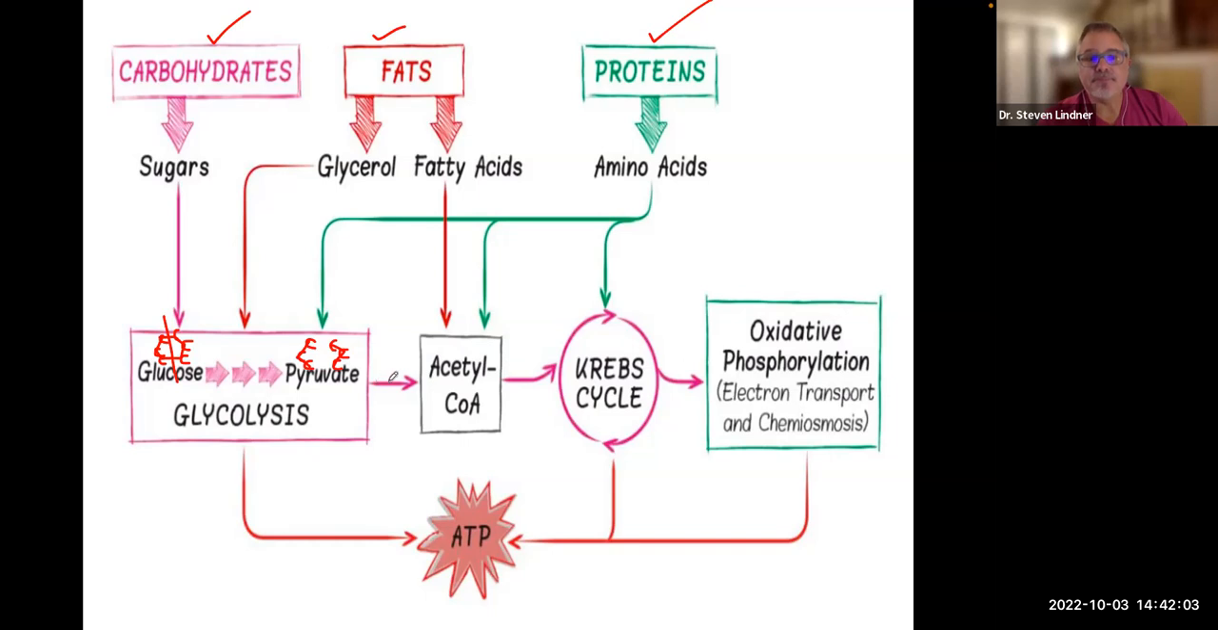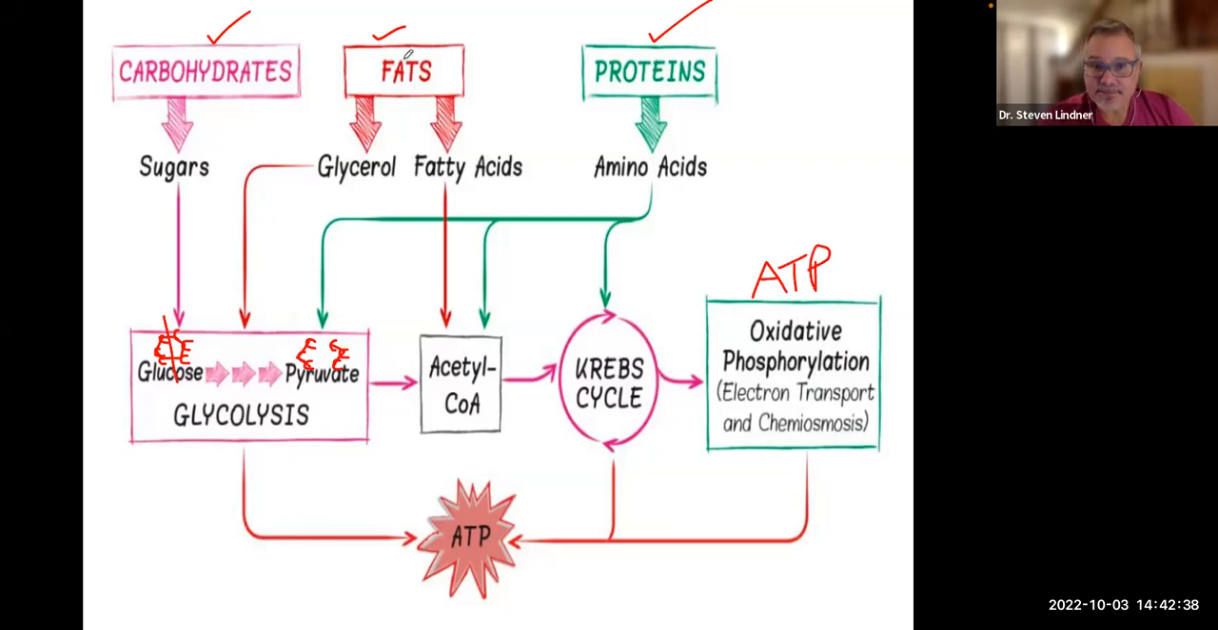Then pyruvate is converted to acetyl-CoA, and that can enter the Krebs cycle. And the Krebs cycle is going to make some ATP. The glycolysis will make some ATP, not too much, a little ATP from glycolysis, a little ATP from the Krebs cycle, but the majority of the ATP is going to be produced by what's called the electron transport chain, the ETC.